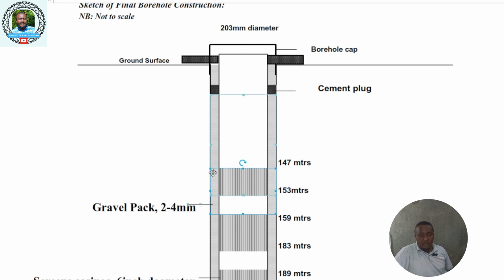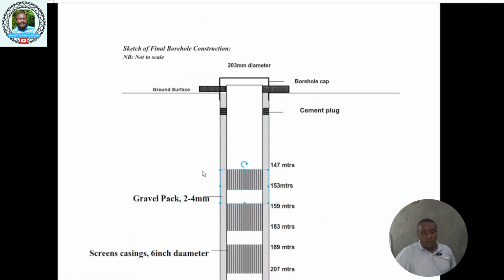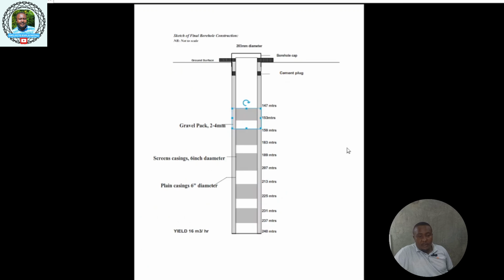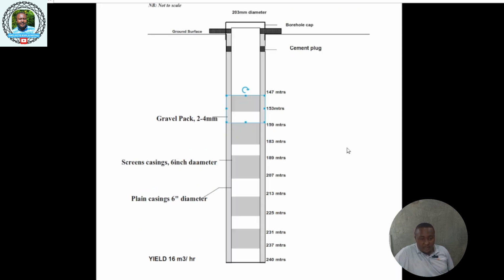Then you go down and you'll see, let's reduce this so that you can see the full page. Now this is how it looks. This is the gravel pack. This is where the screen casing 6 mm is indicated. These are the screens, and these are the plains. So it's indicated there, the plains, and that's how they have followed each other up to 240 meters, and the yield is indicated there. So that's your borehole sketch.